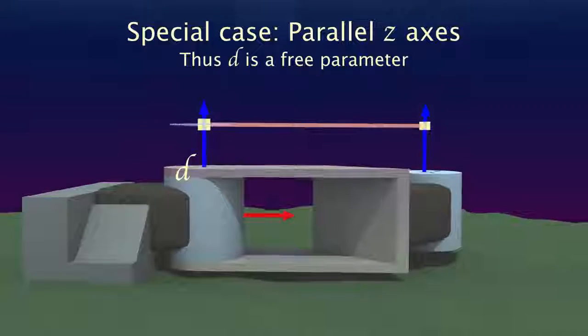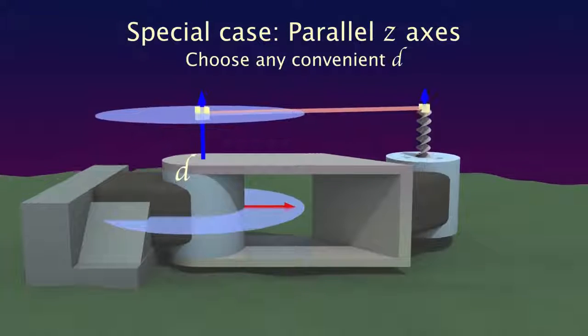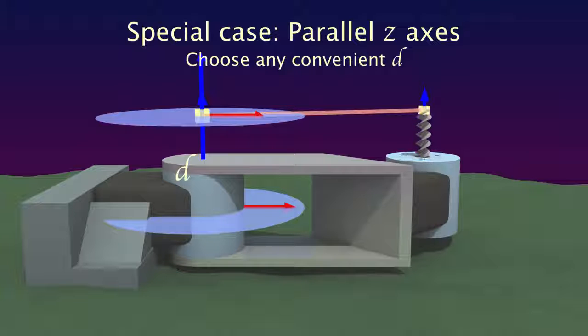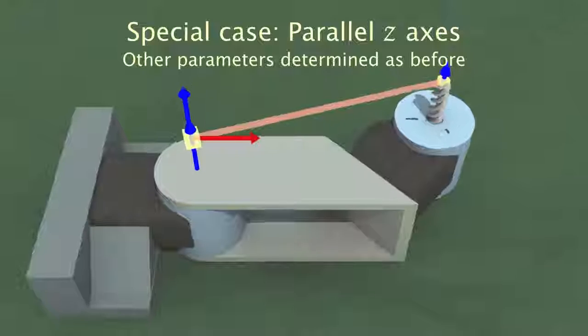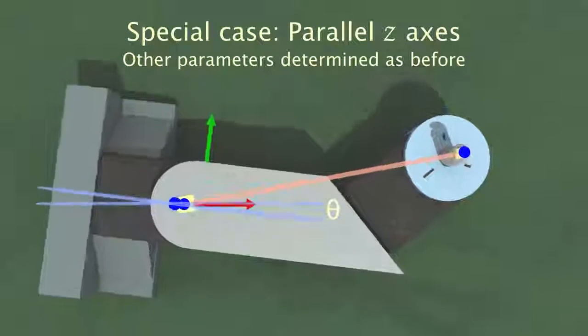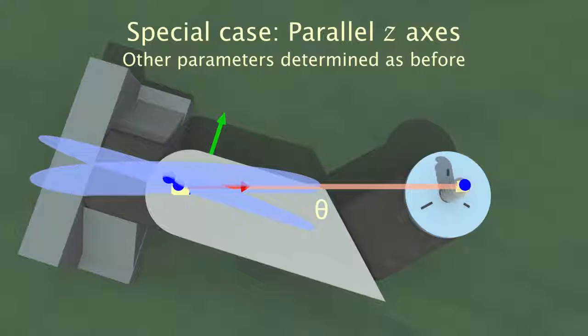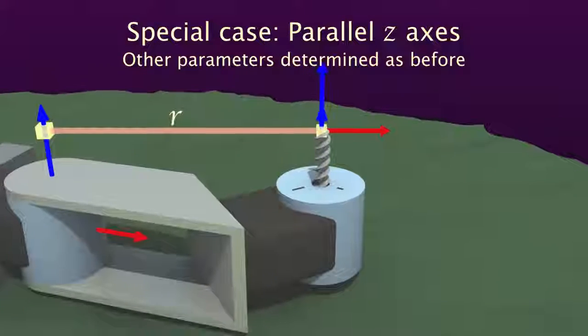to place the new origin at a convenient location, such as the center of a link or the tip of an end effector. The other parameters are the same as before. Theta rotates about z to align the x-axis with the normal, and r translates out along the normal to reach the new origin.